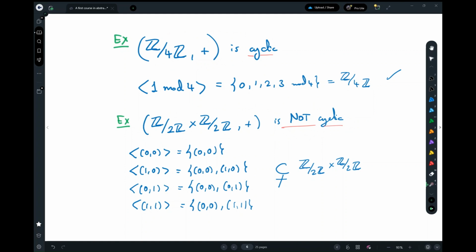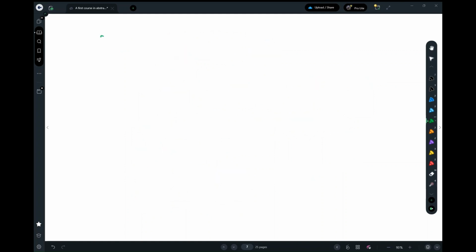Let me give you another example. How about the real numbers under addition? Are they cyclic or are they not cyclic? And it turns out this is not cyclic.